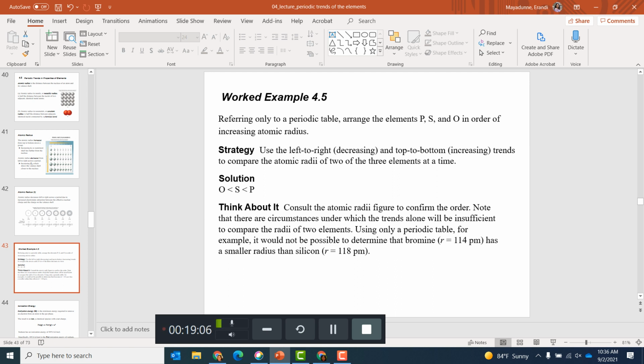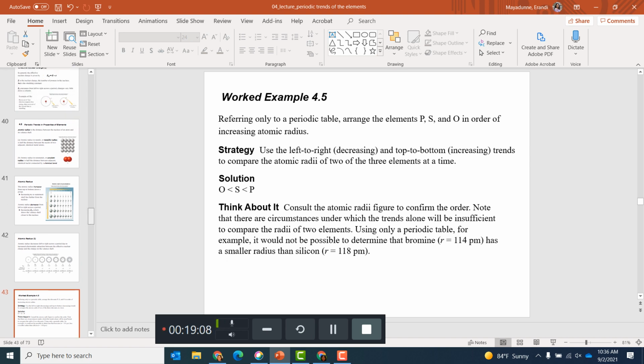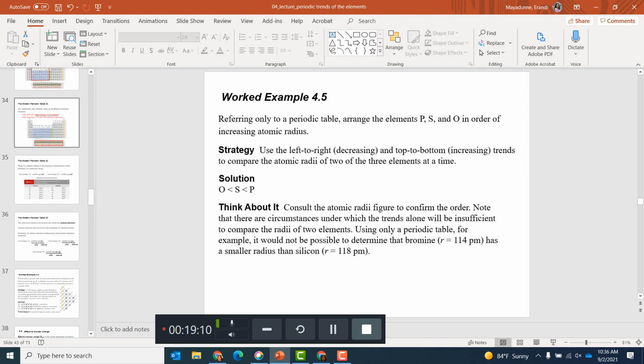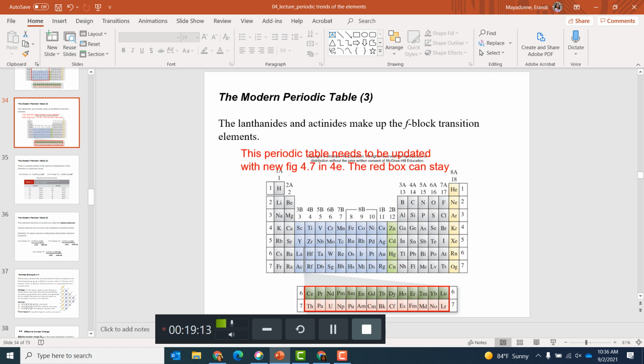Let me show the periodic table really quick here. This is what we're talking about: oxygen, sulfur, phosphorus. Of course, we know sulfur and phosphorus are bigger because they're in the third period, but oxygen is smaller. Then it goes to sulfur, and when you compare sulfur and phosphorus, phosphorus has a bigger radius because sulfur has more protons than phosphorus. So oxygen, sulfur, and then phosphorus has the biggest radius.